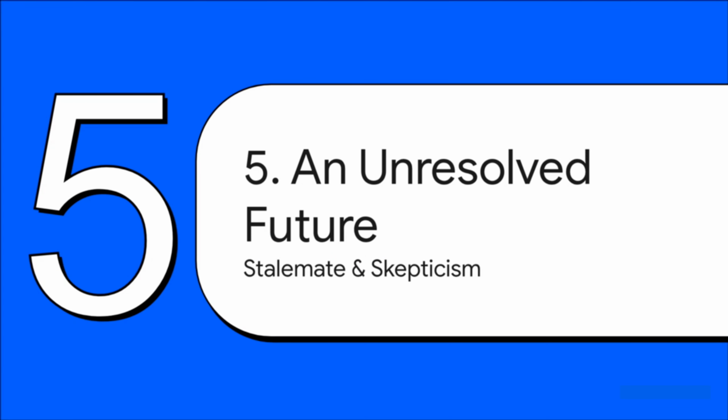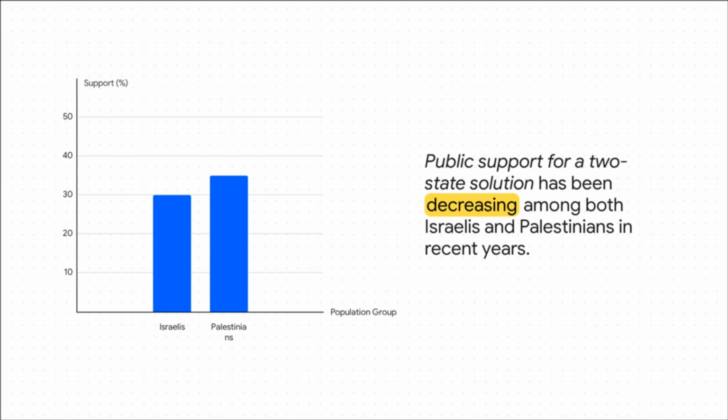And because they haven't been able to solve these core problems, we're just stuck in this awful cycle of stalemate and violence. And that brings us to our final section, an unresolved future. Because right now, a real solution feels farther away than ever. For the longest time, the main idea on the table was the two-state solution, Israel and an independent Palestine, side by side. But look at this chart. Support for that idea has been dropping on both sides. A lot of Palestinians just don't believe it will ever happen, and a lot of Israelis worry about what that new state would mean for their security.